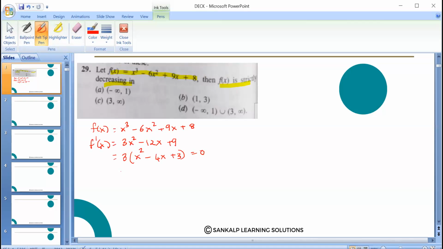Set it equal to 0 and factorize it. x minus 3 into x minus 1 is 0. So x will be 3 or 1. Now take a number line, write 1, 3, and make intervals from minus infinity to infinity.